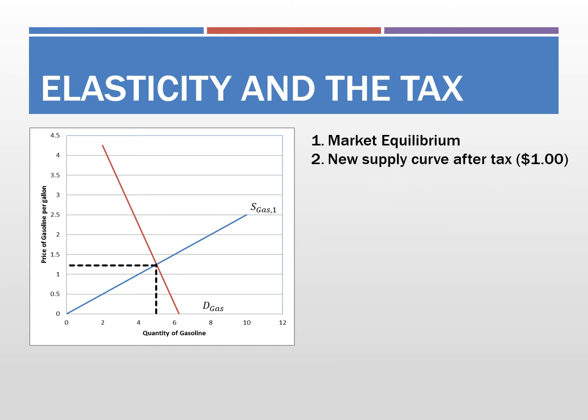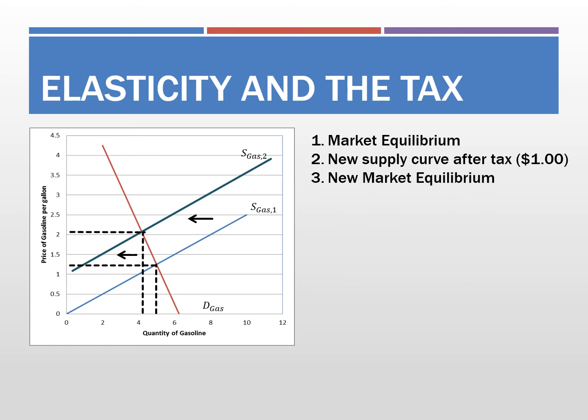And then we would like to shift this supply curve up by whatever the tax amount is. In this case, we are imposing a $1 excise tax on gasoline. As you can see, this supply curve shifts up exactly by $1. And the next thing is, of course, to evaluate where the new equilibrium is. We find this new equilibrium point, and we have the original equilibrium point.